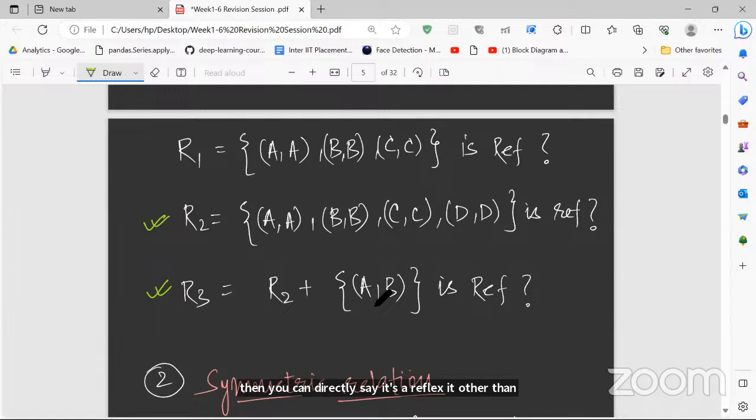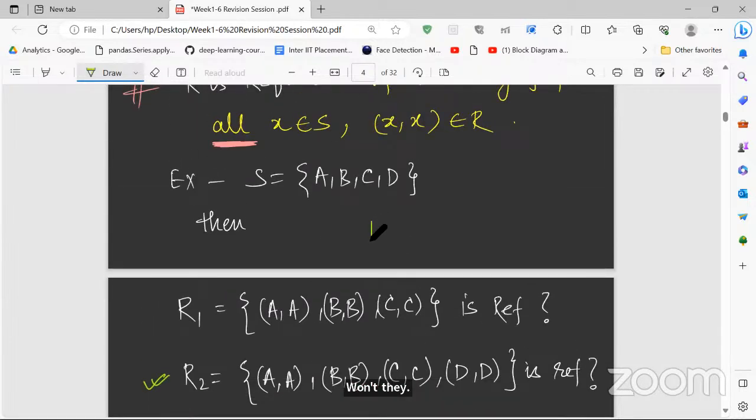Sir, it means if I have taken (A,B), (B,C) and (C,D), then is that reflexive? Can you repeat that? (A,B), (B,C) and (C,D). How is that a reflexive relation? Both the elements should be the same.